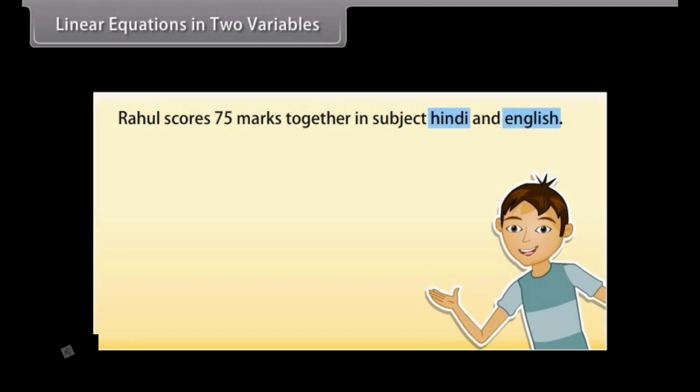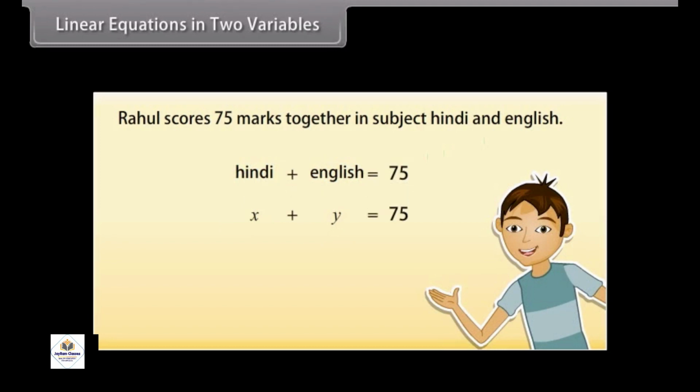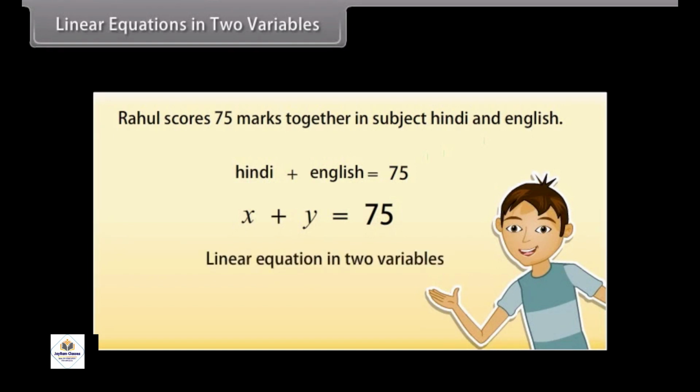Here you can see that the marks of neither of the subjects are known, that is, there are two unknown quantities. Let us use x and y to denote them. So, the marks scored in Hindi is x and the marks scored in English is y. So, x plus y is equal to 75 is the required equation. This is an example of a linear equation in two variables.